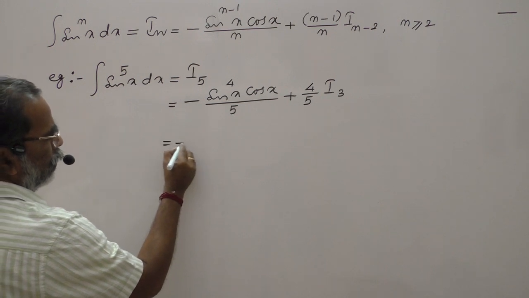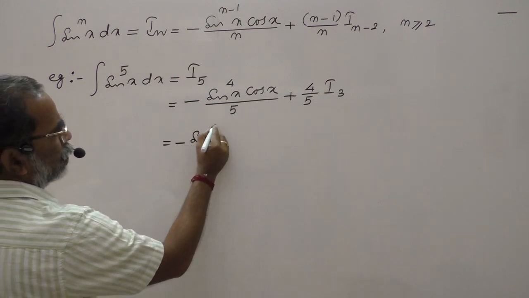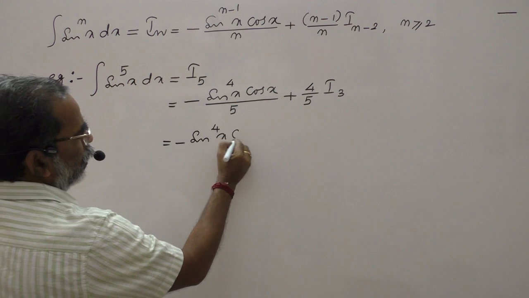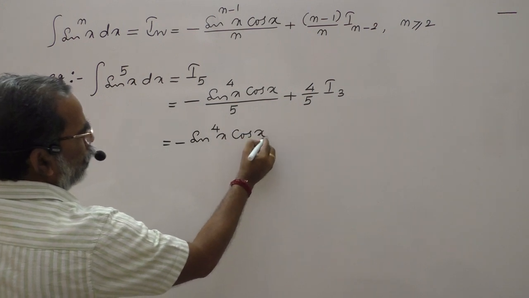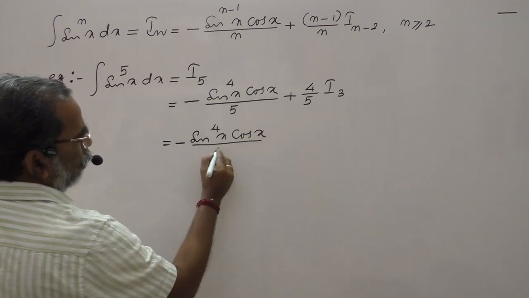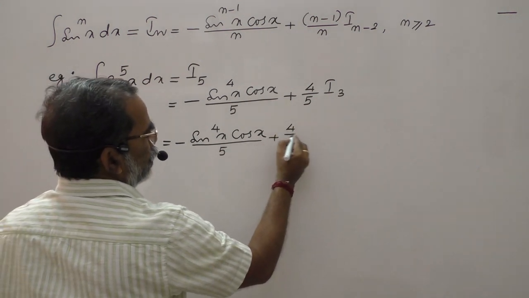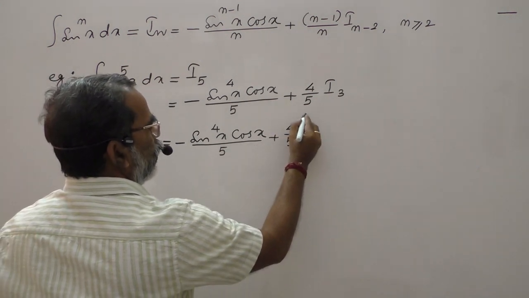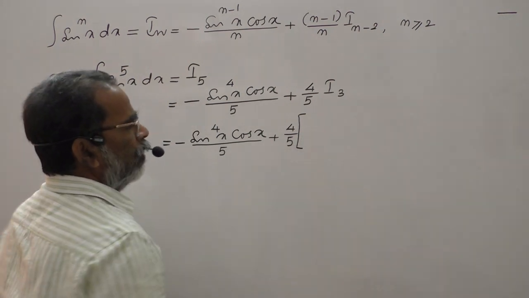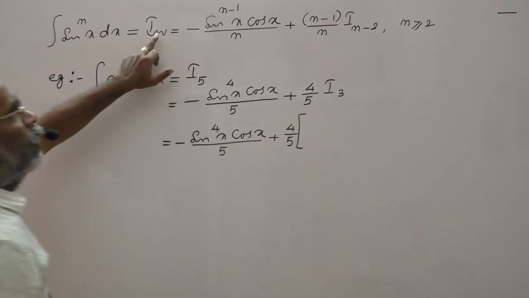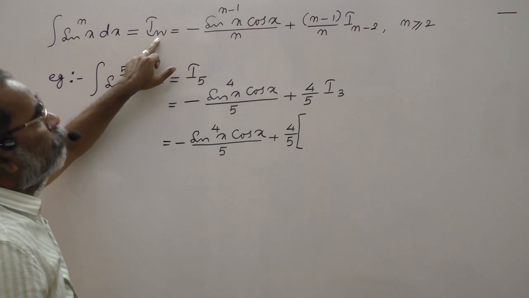So therefore this is equal to minus sine power 4x into cos x divided by 5. Here 4 by 5 is the coefficient into I3. Now we will write I3 using this reduction formula.